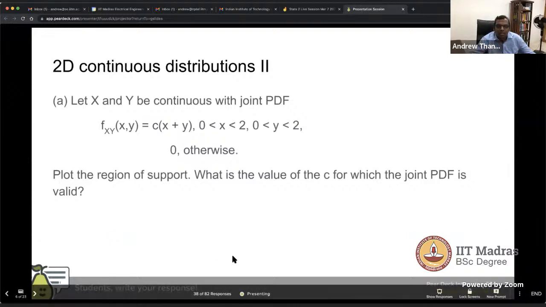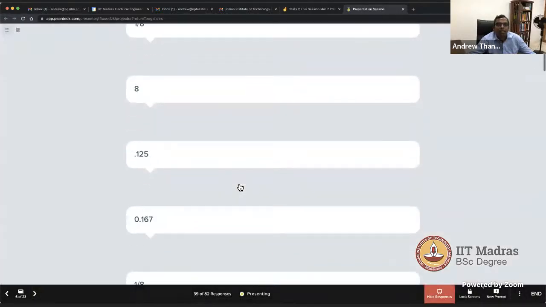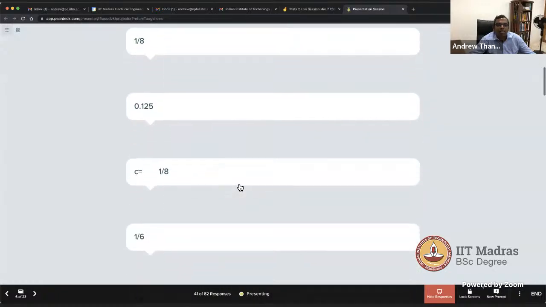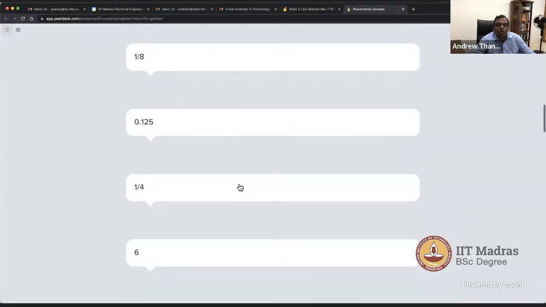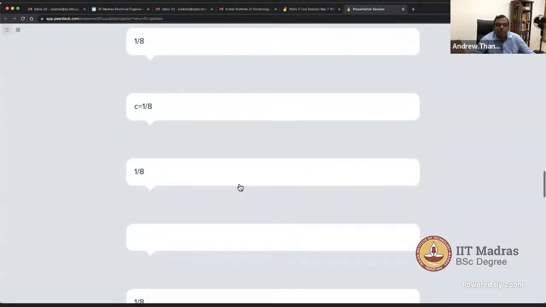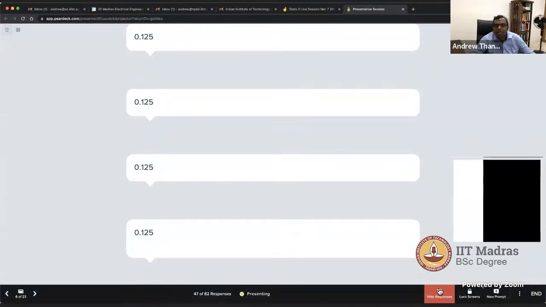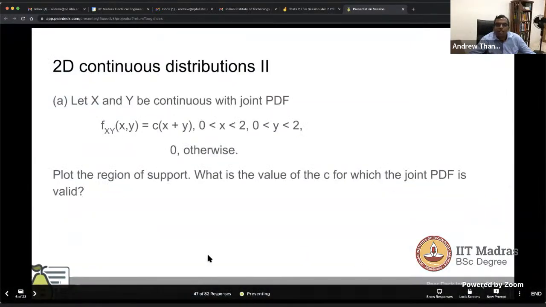If people converge to the answer, a lot of people have converged to the answer. 1/8 seems to be a very popular answer. So maybe I will vote for 1/8. I'm not going to solve this in great detail here, but it appears that 1/8 is a very popular answer. It's likely that it's correct. So I'll let you check this out.